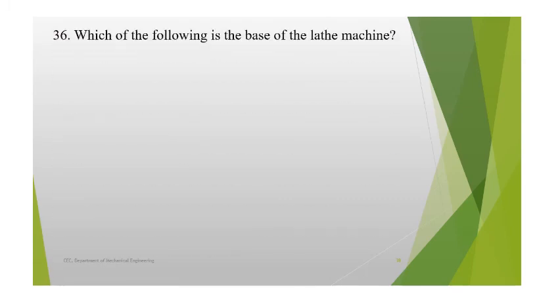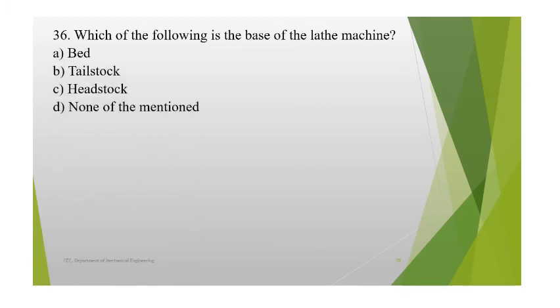Question number 36. Which of the following is the base of the lathe machine? Bed, tailstock, headstock, or none of the above. The bed is the main foundation, with legs and bed. Above the bed, the tailstock and headstock are located.